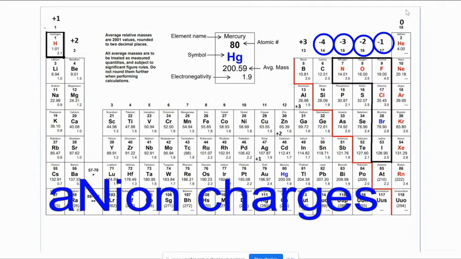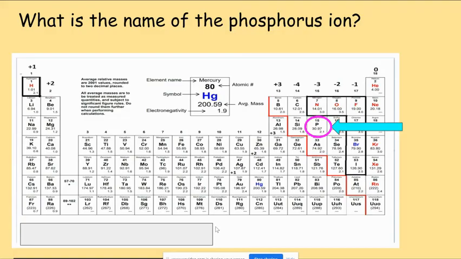So for example, if I'm the halogen group, I already have 7 valence electrons. 1 more, or a -1 charge, will get me to 8 valence electrons and to be very stable. So let's take a look at how we would actually name the anions.